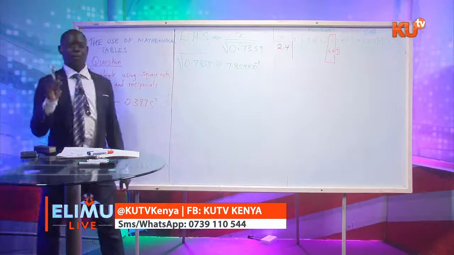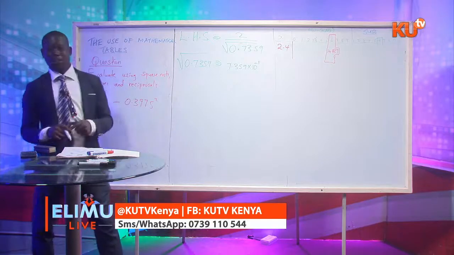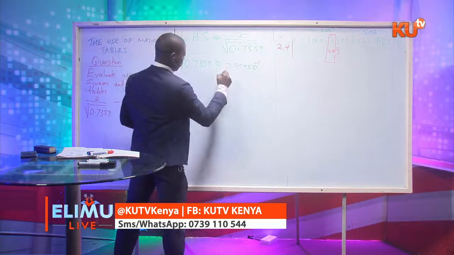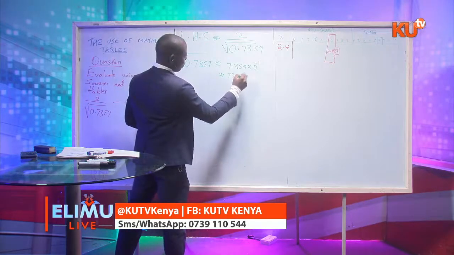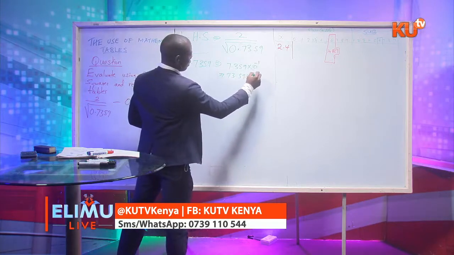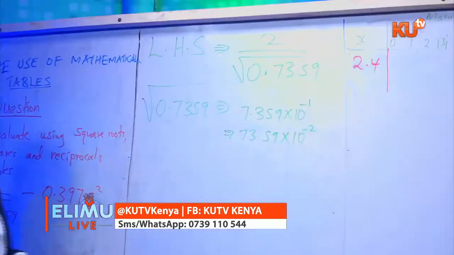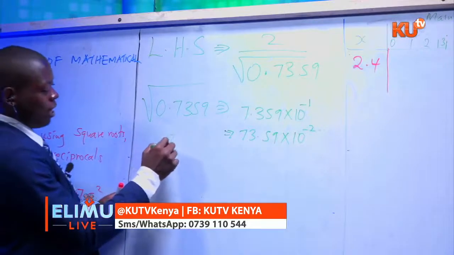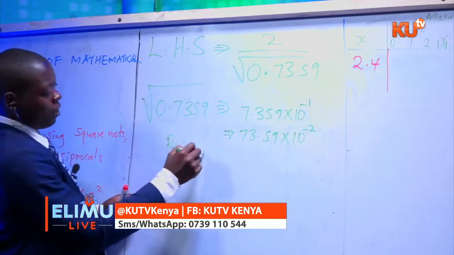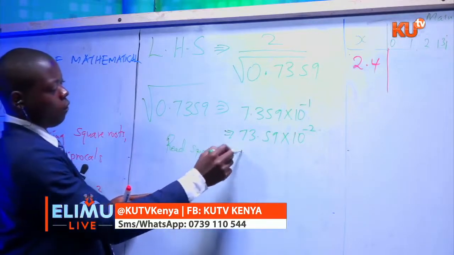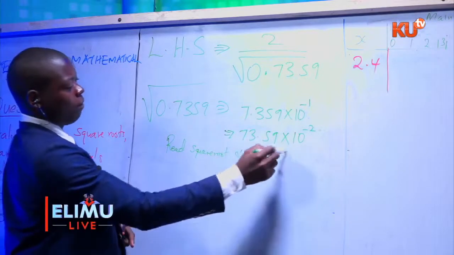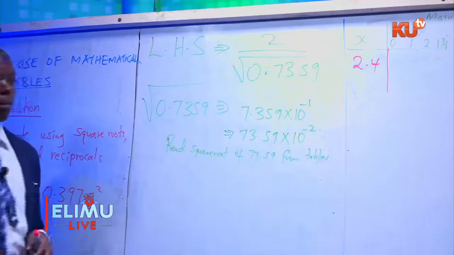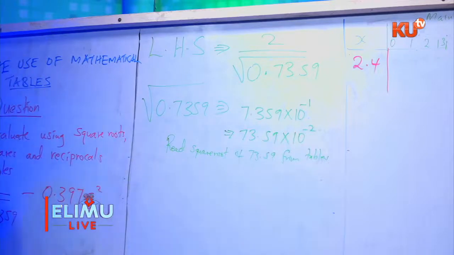But we've said in square roots, this will have to change. So we shall move one more step so that we now use the number 73.59 times 10 power negative 2, and find the square root. So we shall read the square root of 73.59 from tables.